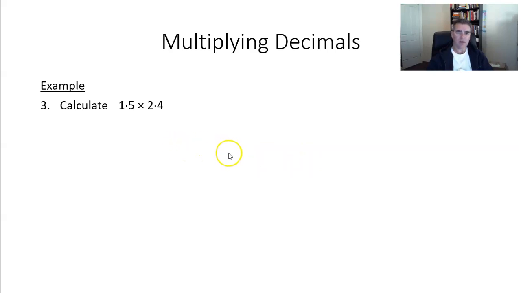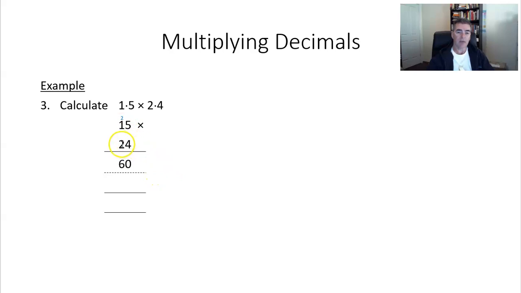So let's ignore the decimals and write an algorithm. So we're looking at 15 times 24. So this is what our algorithm looks like. So we can do our 4 times 5, put down 0, so 4 5s are 20, carry the 2. 4 1s are 4 plus 2 is 6. So we get 4 lots of 15 is 60.